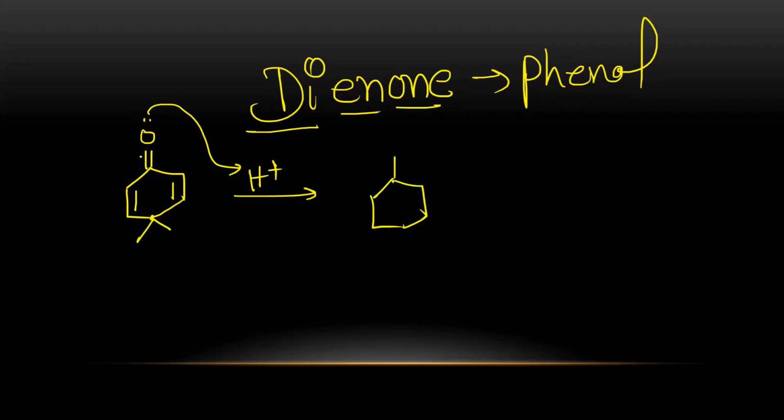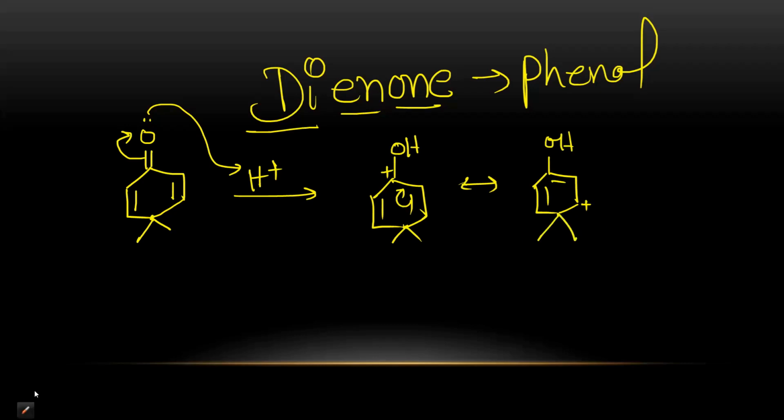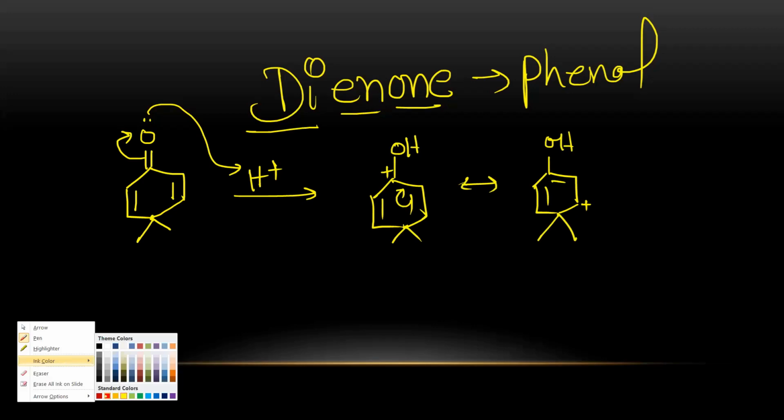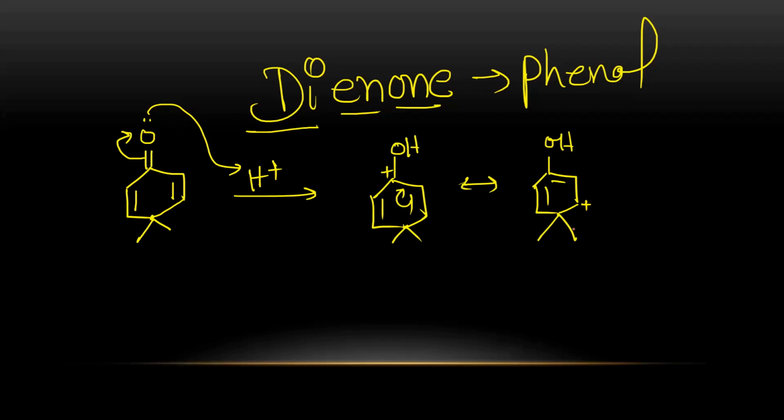What happens? This oxygen will take a proton, then this bond will move to oxygen. So OH and plus, right? So a carbocation is getting formed. Now this can undergo resonance. So the resonating structure will be OH and this. Now this is one carbocation where a beautiful migration will occur among these two groups.